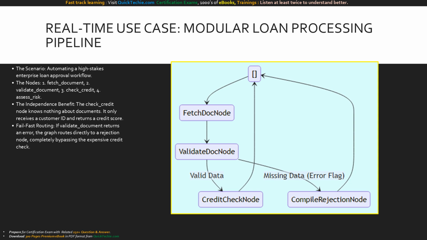The brilliance here is the isolation. The check credit node doesn't know anything about PDFs or document parsing. It simply expects a customer ID in the state, calls the credit bureau, and returns an integer score.